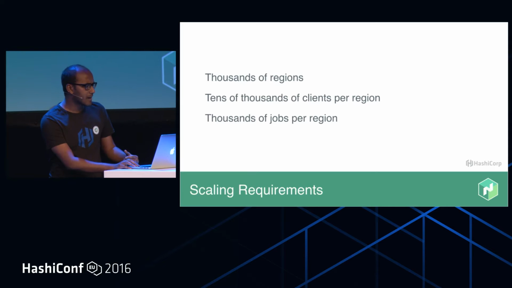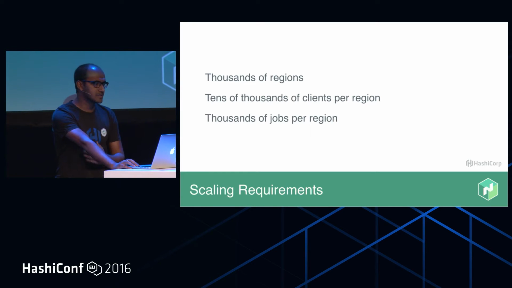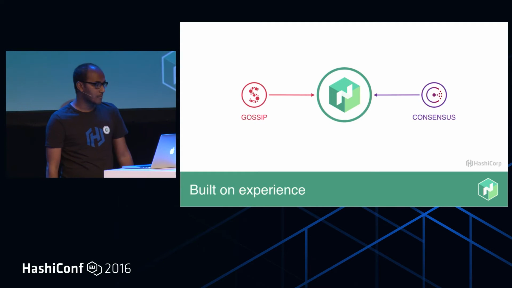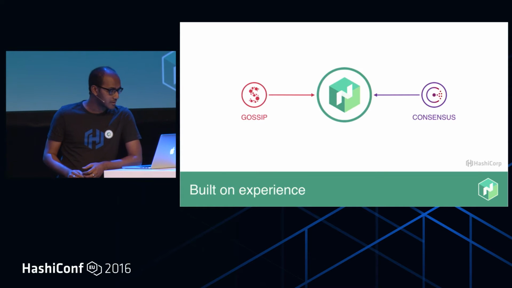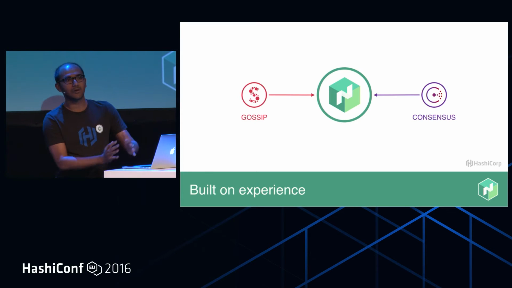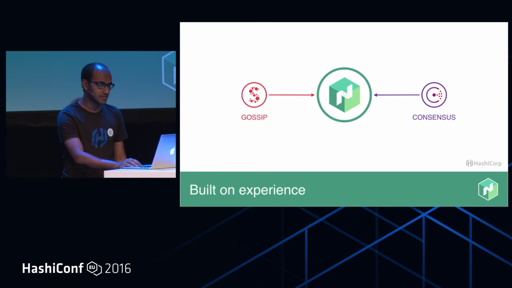The scaling requirements of Nomad were that we wanted to support thousands of regions and tens of thousands of clients in every region. And we expect people to run thousands of jobs in every region. This is not our first runtime tool. Before Nomad, we produced Serf and Consul. And so when we started Nomad, we came with a lot of experience of doing distributed systems.